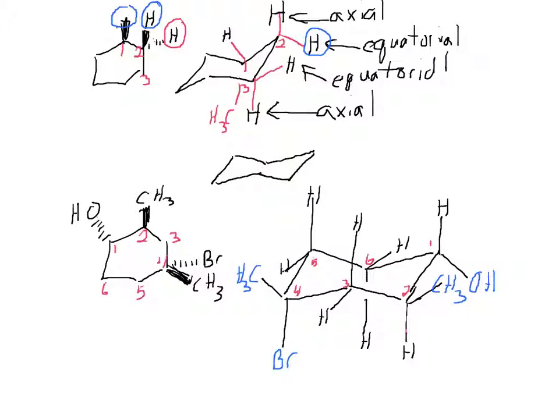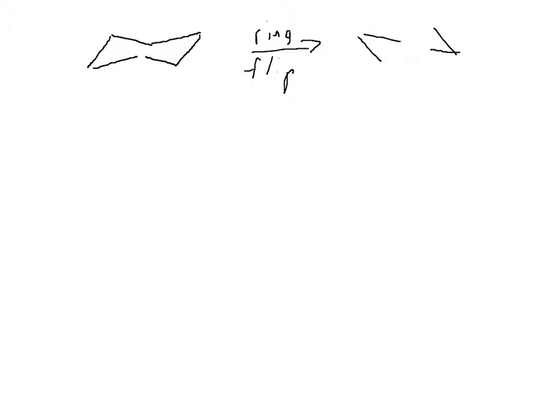Let me see if I can copy this. So I said we're going to practice a ring flip. Let's practice a ring flip and see what happens. So practice drawing a new chair structure. Two parallel lines, two even lines, parallel. Two more parallel lines. We're going to show what happens in a ring flip. So the ring flipped here.